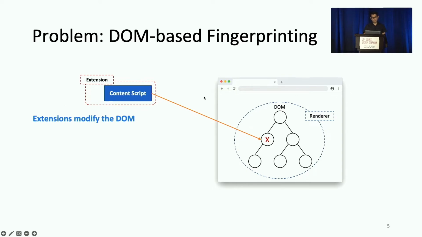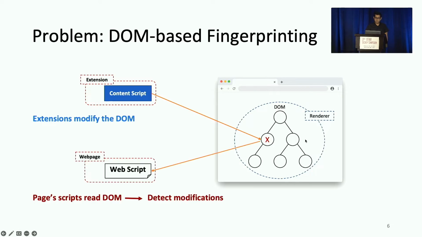Extensions make some modification to the DOM tree. So the websites might have some scripts that can observe those modifications. So the root cause of this problem is the DOM object that is shared between extensions and websites.